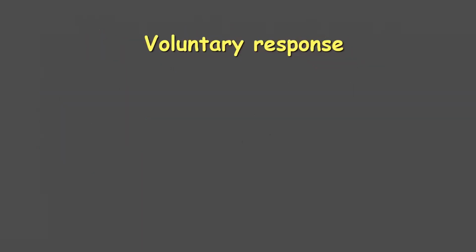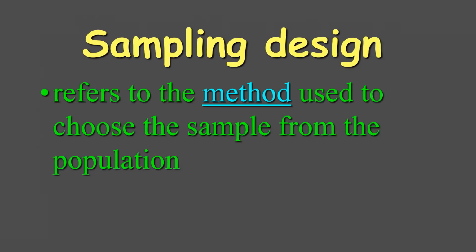Sampling design refers to the method used to choose the sample from the population. Sampling design is the method used to choose the sample. And we have several options when it comes to a sampling design. The first one is called a voluntary response. Think about a volunteer, it means when people choose to respond.